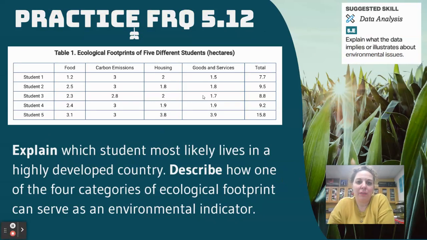So for our practice FRQ, you're going to look at this table here, and you're going to explain which student most likely lives in a highly developed country, and you're going to describe how one of the 4 categories of ecological footprint can serve as an environmental indicator. Okay?